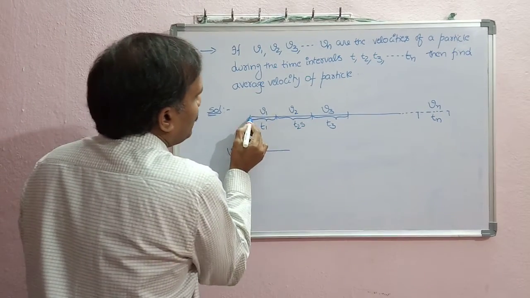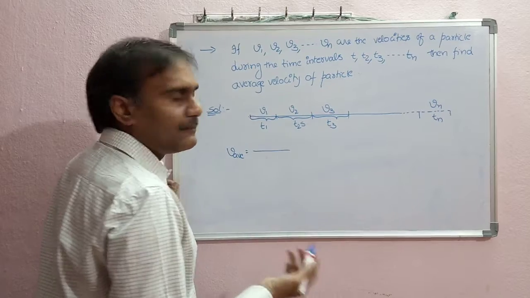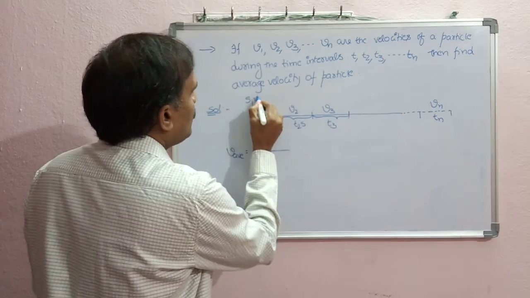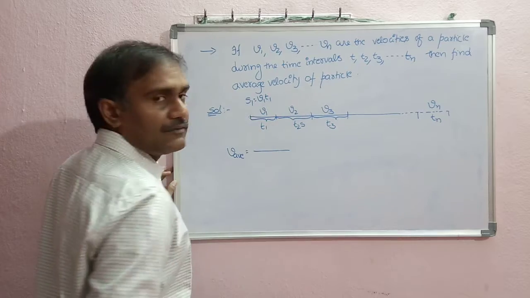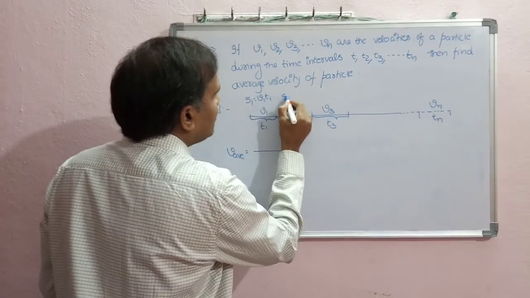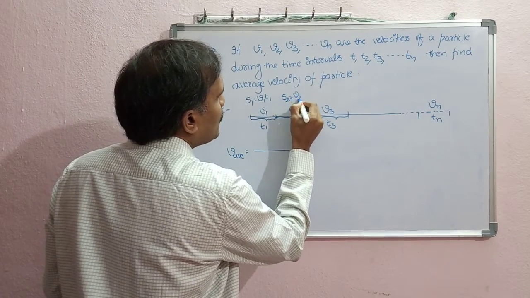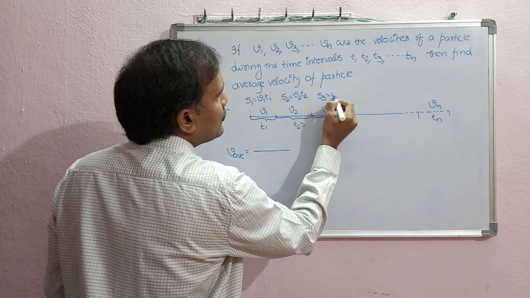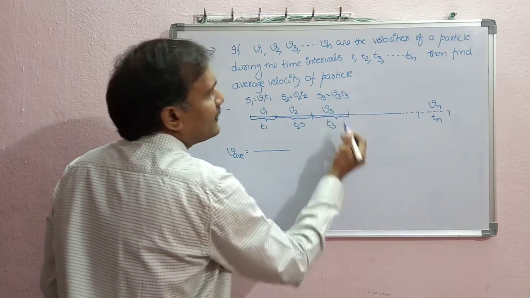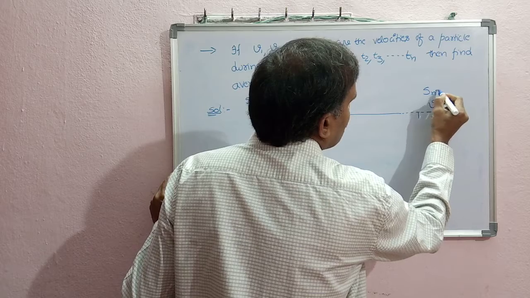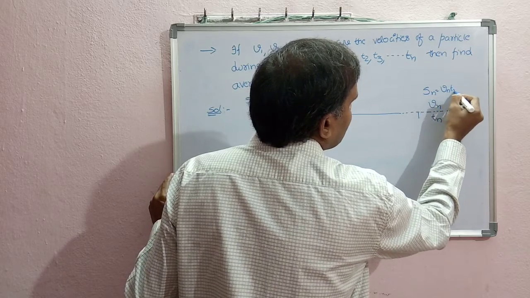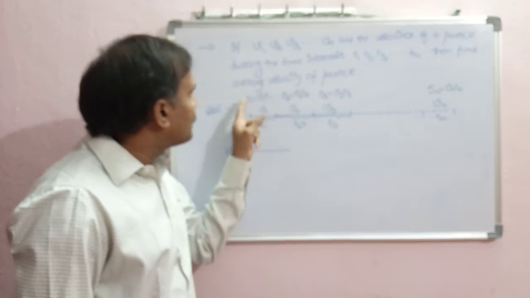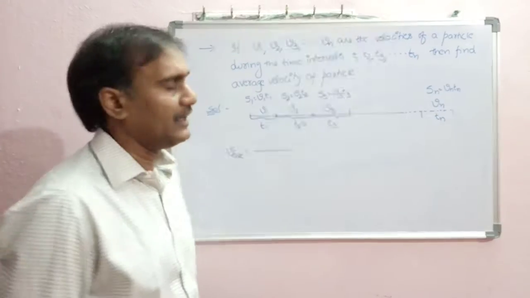Therefore, for this journey, displacement s1 is equal to v1 into t1. For this journey, displacement s2 is equal to v2 into t2. For this journey, s3 is equal to v3 into t3. And here, sn is equal to vn into tn. Since v is equal to s by t, therefore s is equal to v into t.